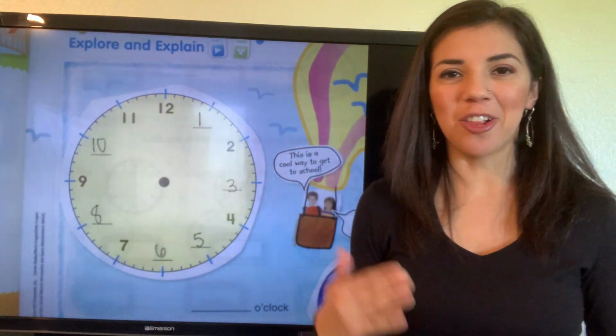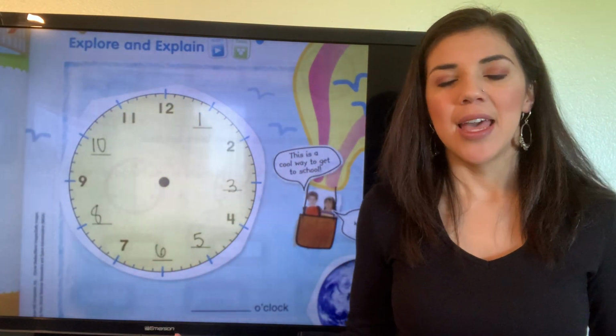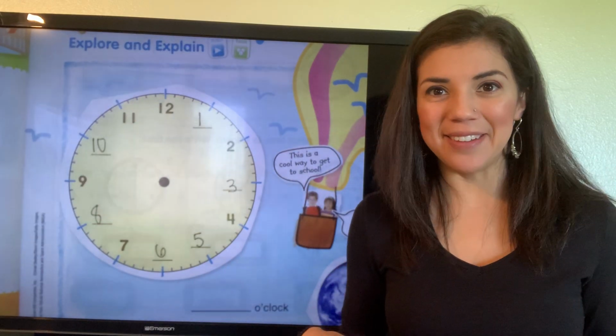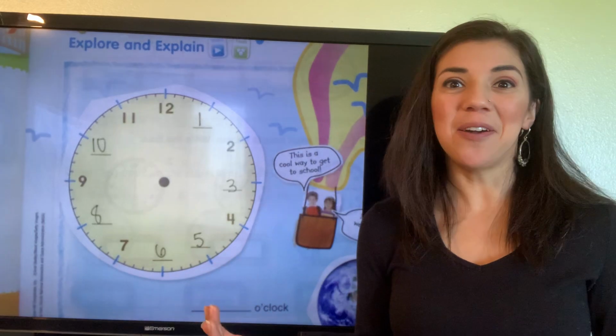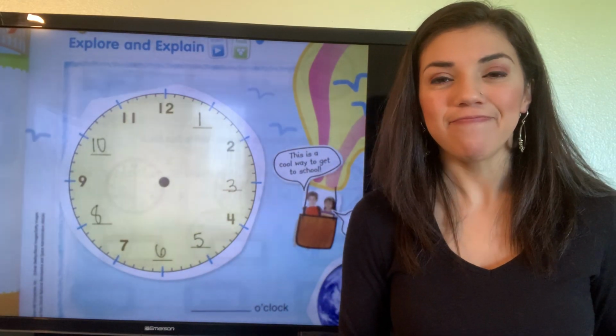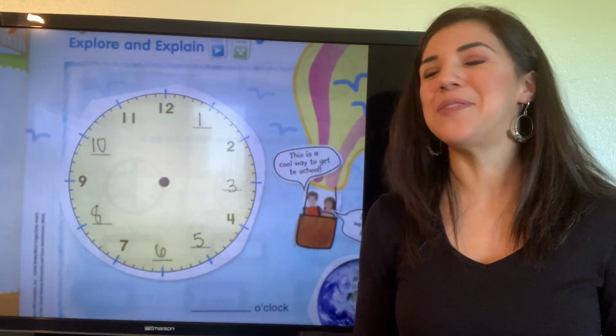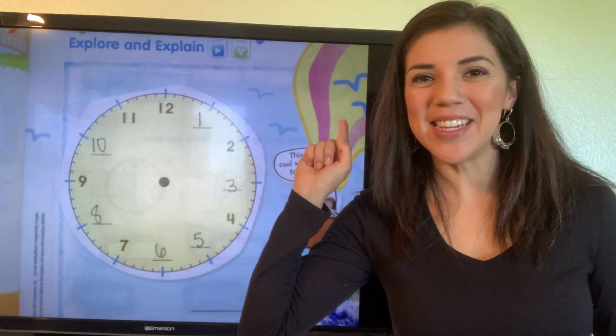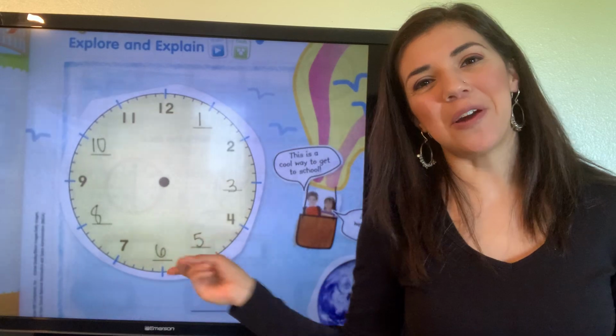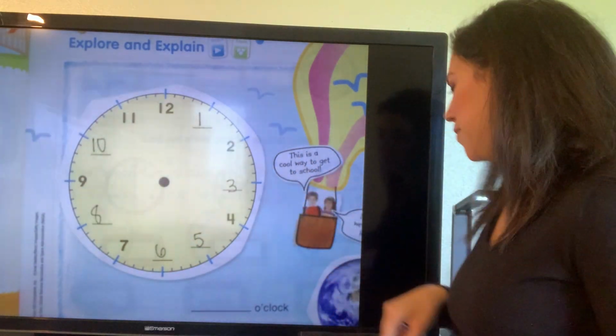Now, the reason that our clock has 12 hours on it is because we have a certain number of hours in our day. Now, does anyone know how many hours we have in a day? Yes, 24 hours, right? And so 12 plus 12 is 24. So that's why our clocks have up to the number 12.